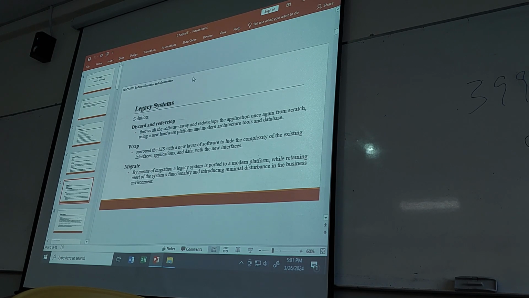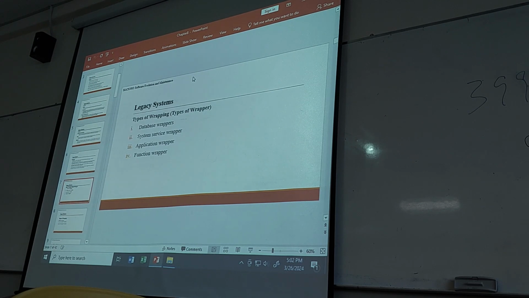Anyone can tell me what is a wrapper? Yes, it's a layer of code to cover a function, a module, or a software or subsystem. Understand? So this is a wrapper. Migrate. One of the solutions is to migrate the old system into a new platform. Okay, maybe the system needs to change also. So this is a migrate.